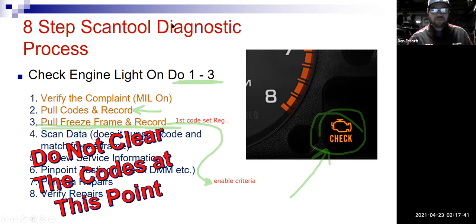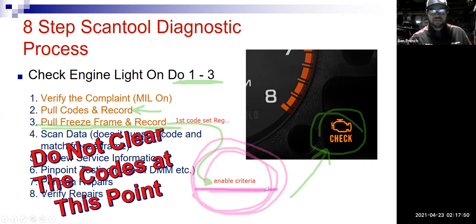Why is that? Well, because of the way OBD2 works and this enable criteria thing, right? It might take a certain way of driving the car to meet the enable criteria, to get the monitor to run, to get the code to set. And that could be a real pain. So don't do that. Don't clear the codes until we start analyzing some data and we have a direction on where we're going. Really, I don't like to clear the codes until after I've done my repair.